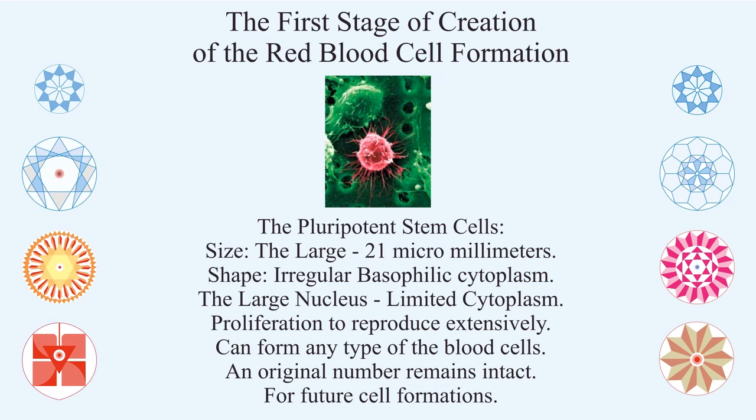So, totipotent, pluripotent stem cells are the ones from which all the hemopoietic cells originate.